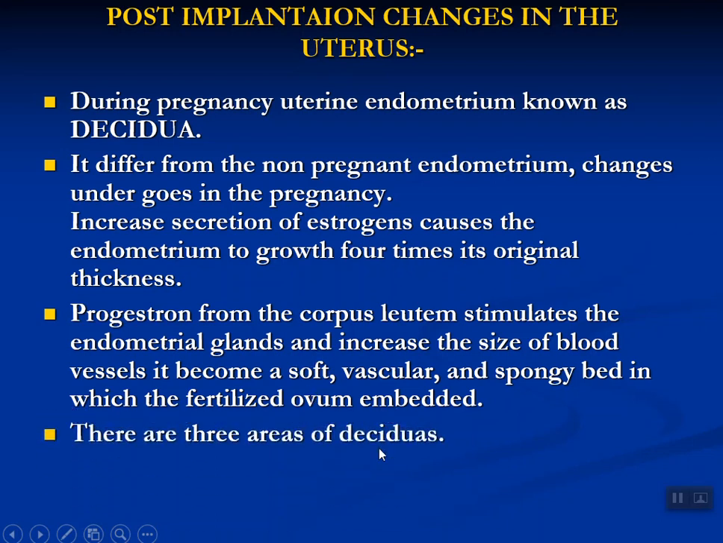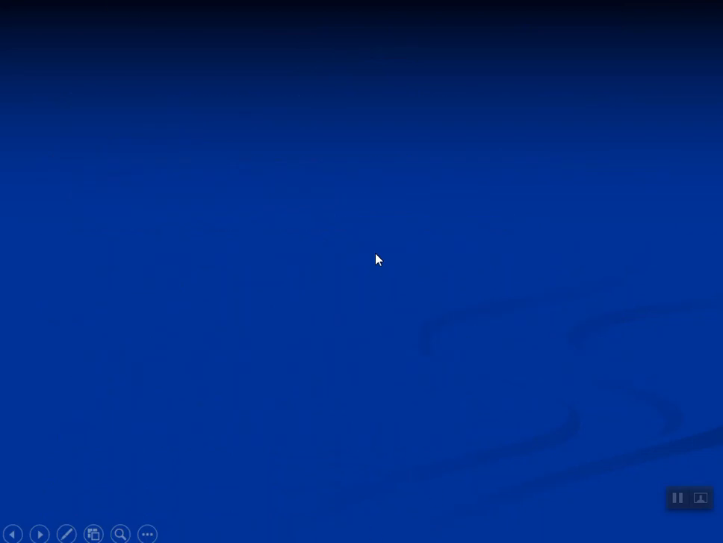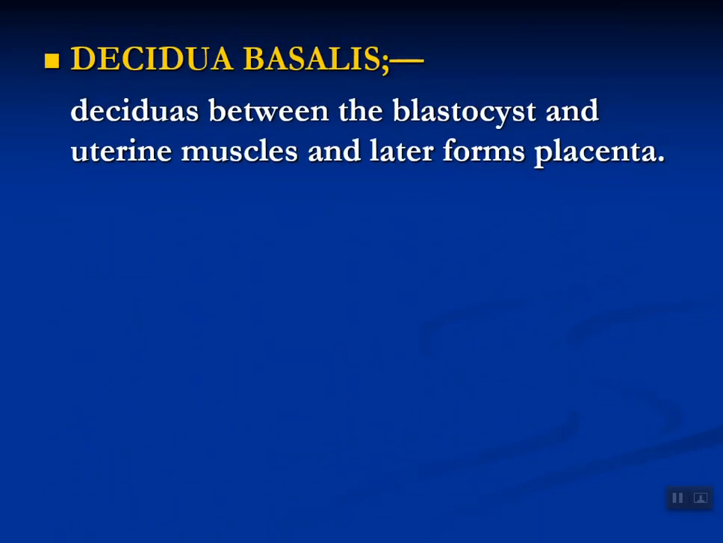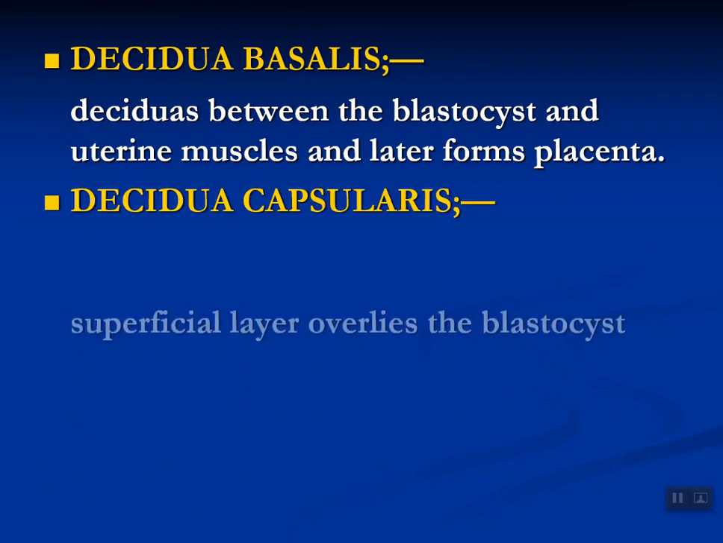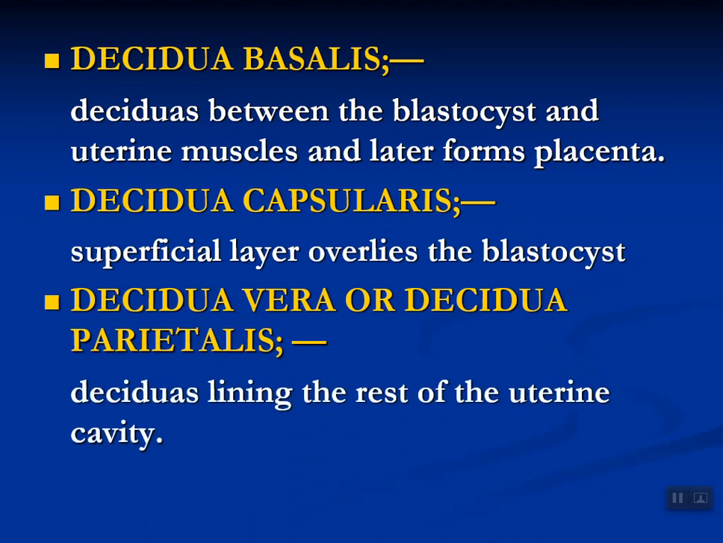There are 3 areas of the decidua. Okay, so decidua means the endometrium will be further differentiated, or further divided, into 3 areas. That is, first decidua basalis, decidua capsularis, and decidua parietalis. Decidua basalis is between the blastocyst and uterine muscles. Okay. The basalis layer between the blastocyst and the uterine muscles will form a placenta.